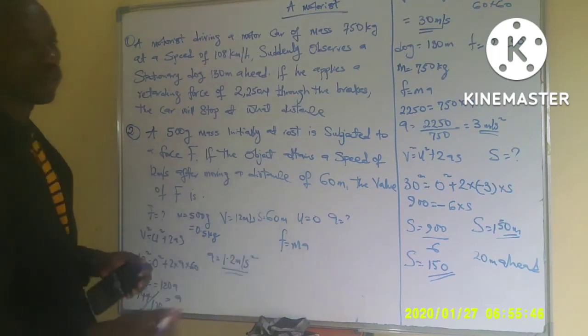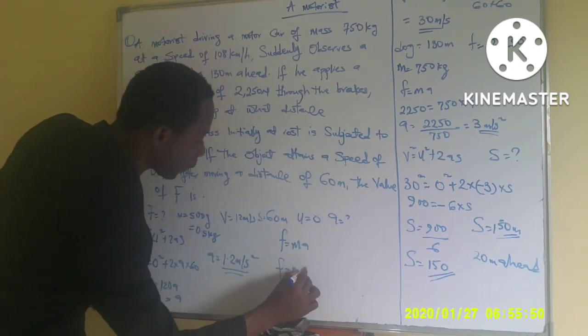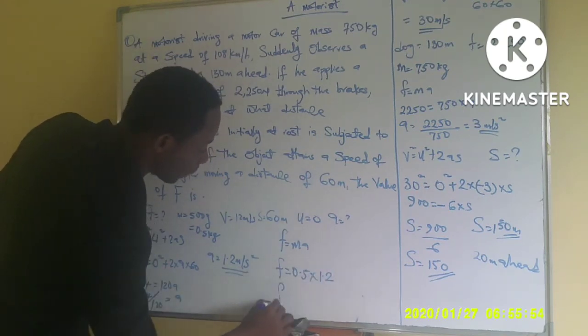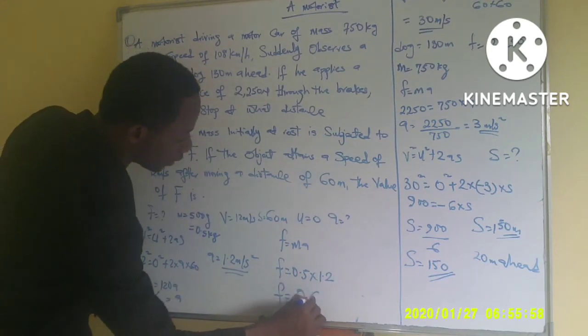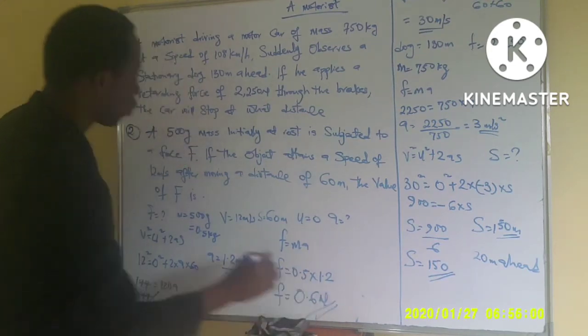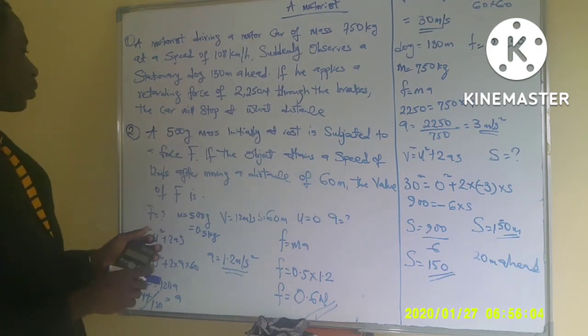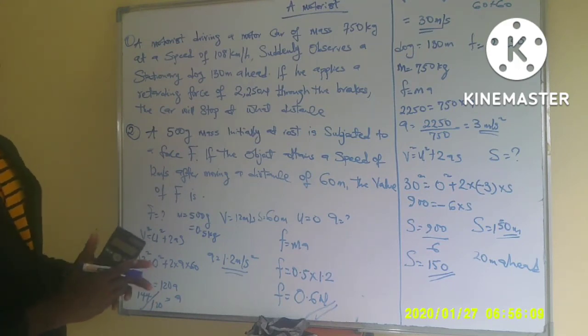So let's substitute it into this formula. So we are going to have F is equal to 0.5 times what is our A that we got? 1.2. So if you multiply it, 0.5 times 1.2 gives us 0.6 Newton. So the force with which the object is moving is 0.6 Newton.